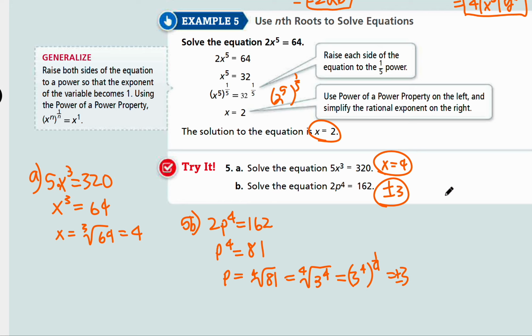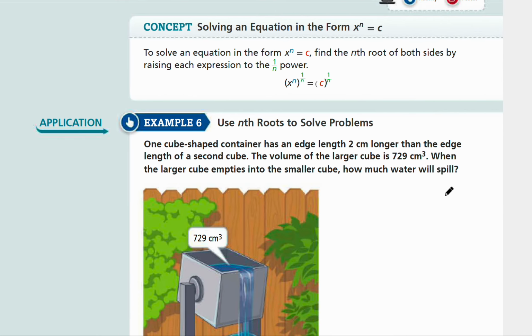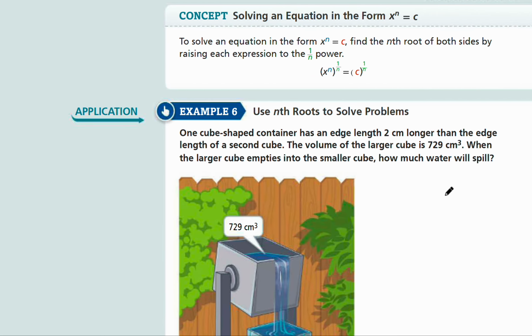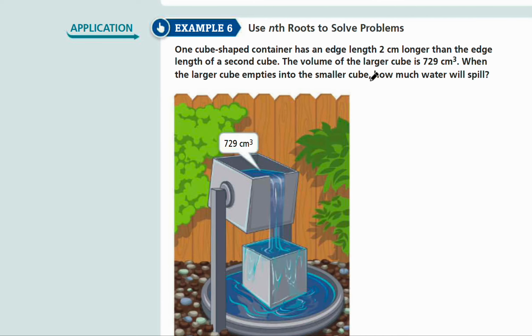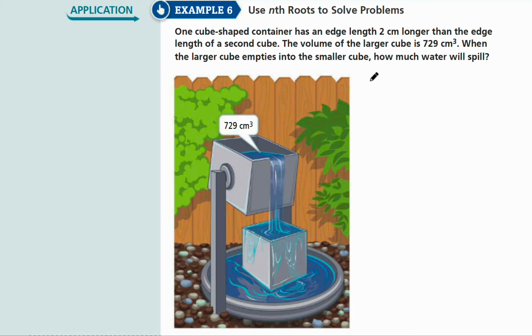Yay! So that was example 5 and try 5. Let's look at the last example. We have the concept of solving an equation in the form x to the power of n equals c. To solve the equation in the form where x to the power of n is equal to c, you find the nth root of both sides by raising each expression to the 1 over nth power. And then you can simplify using properties of exponents. All right, let's look at example 6. Use nth roots to solve problems. One cube-shaped container has an edge length 2 centimeters longer than the edge length of a second cube.